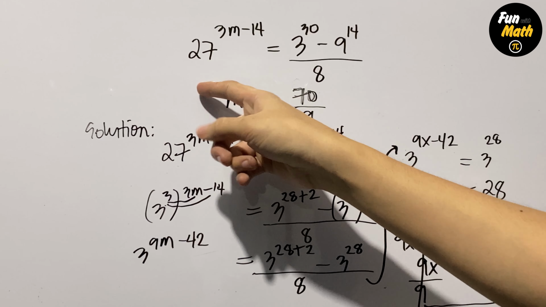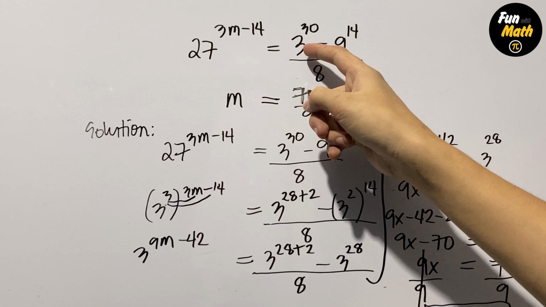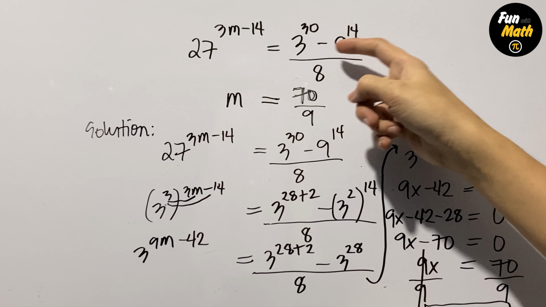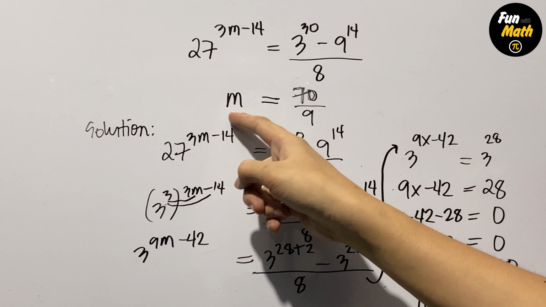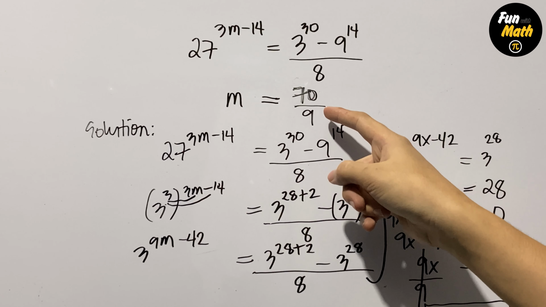Therefore, 27 to the power of 3m minus 14 is equal to 3 to the power of 30 minus 9 to the power of 14, all over 8. The value of m is equal to 70 over 9.